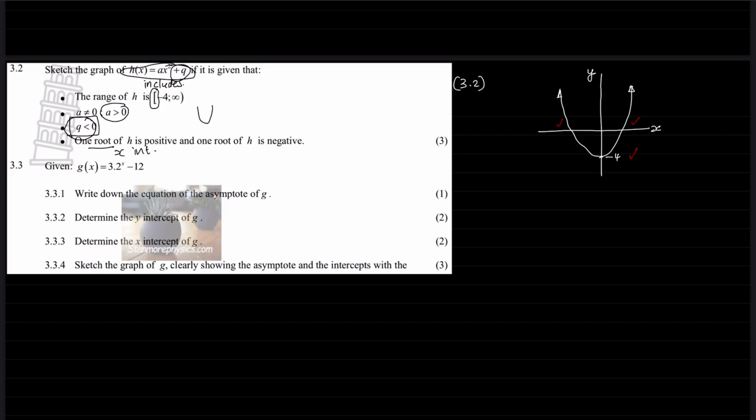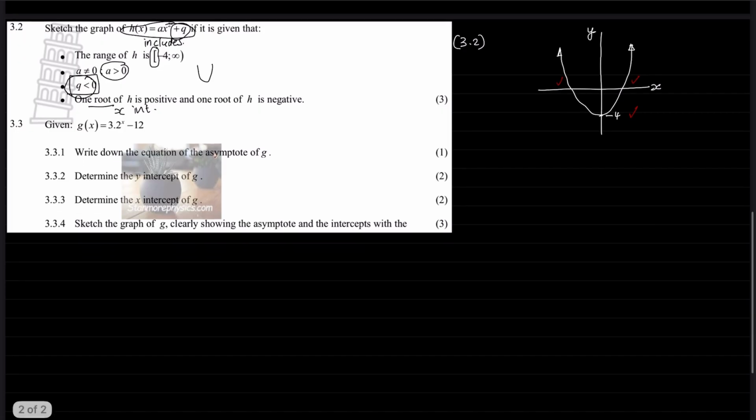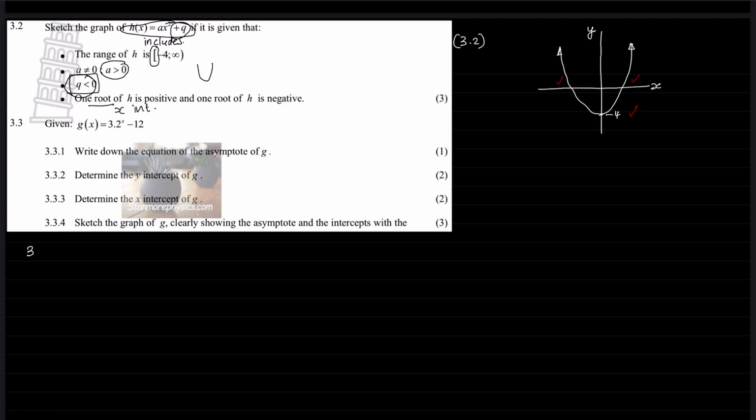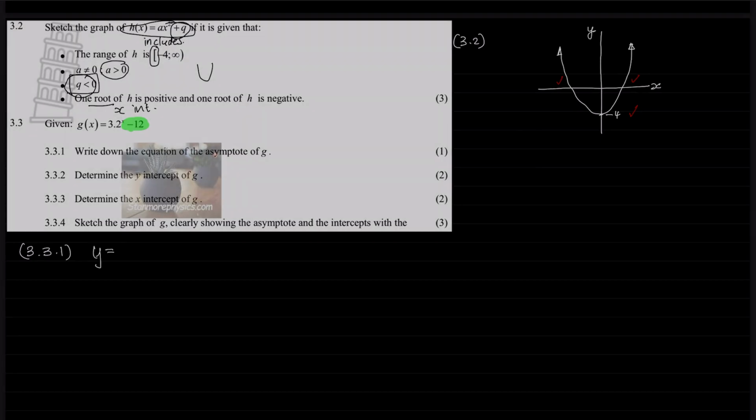Okay, question 3.3. Given g of x is equal to 3 times 2 to the power of x minus 12. This kind of function is called an exponential function. 3.3.1 reads, write down the equation of the asymptote of g. Now the asymptote is given by this last value here. It is the line that it's not going to cross. So in this case, it's going to be y is equal to -12.